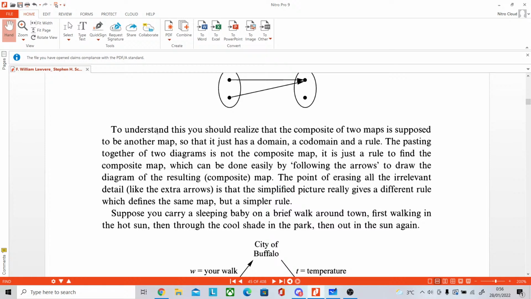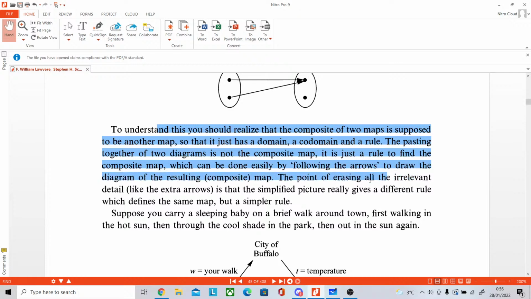To understand this, you should realize that the composite of two maps is supposed to be another map so that it just has a domain, a codomain, and a rule. The pasting together of two diagrams is not the composite map, it is just a rule to find the composite map, which can be done easily by following the arrows to draw the diagram of the resulting composite map. The point of erasing all the irrelevant detail like the extra arrows is that the simplified picture really gives a different rule which defines the same map but a simpler rule.